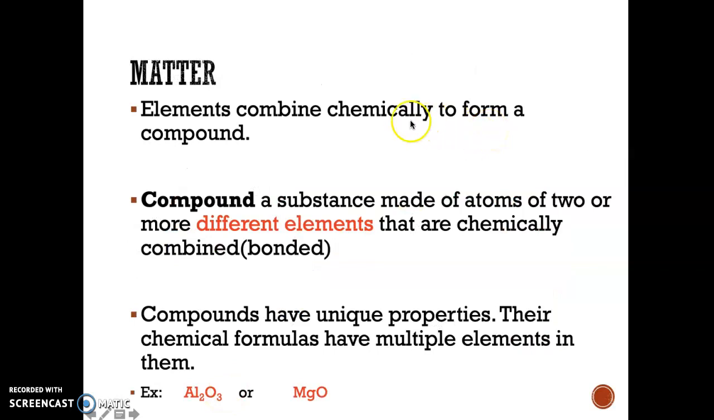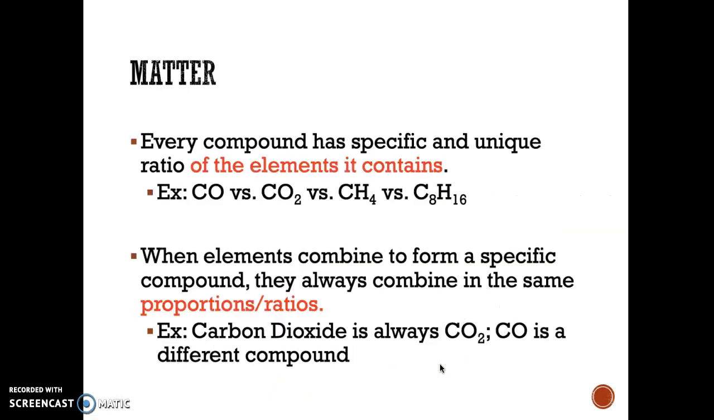So elements, when they combine together, form a compound, which is when you have atoms of 2 or more different elements that are chemically bonded. And here again, I see these subscripts in my examples, aluminum oxide and magnesium oxide. This is Al2O3. There are 2 aluminums and 3 oxygens in that one molecule of aluminum oxide. And here in one molecule of magnesium oxide, I have 1 magnesium and 1 oxygen. And just like every element has unique properties, every compound has unique properties as well.